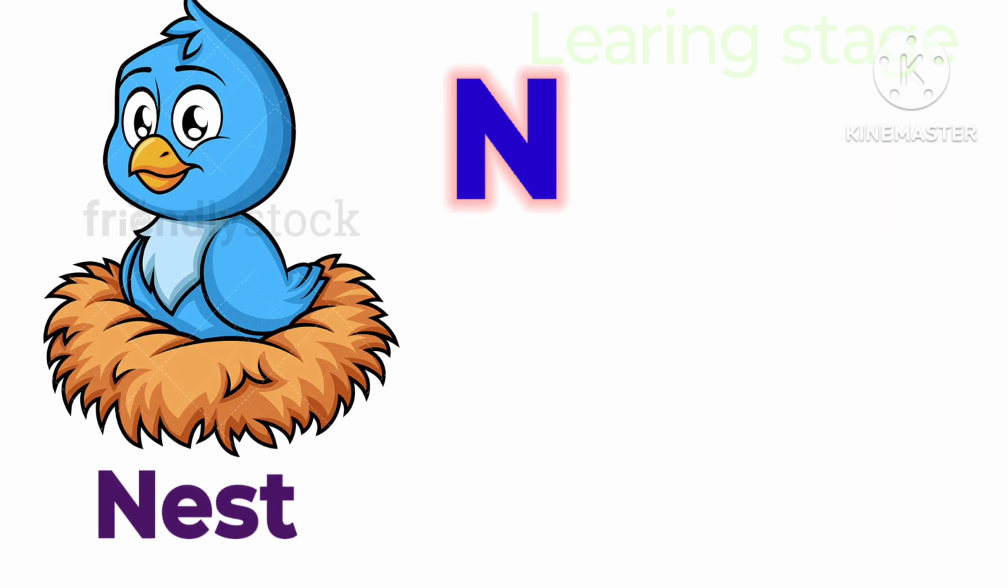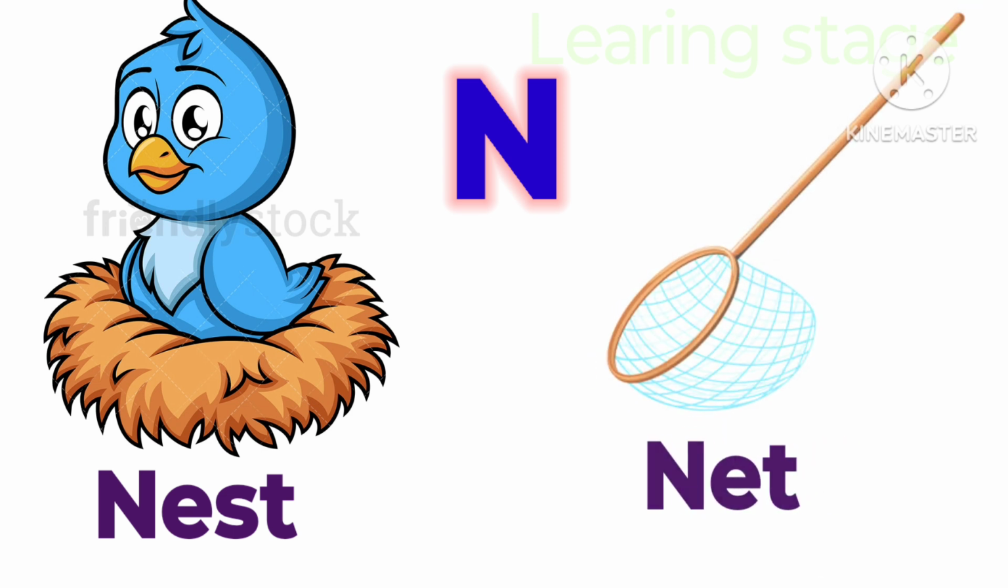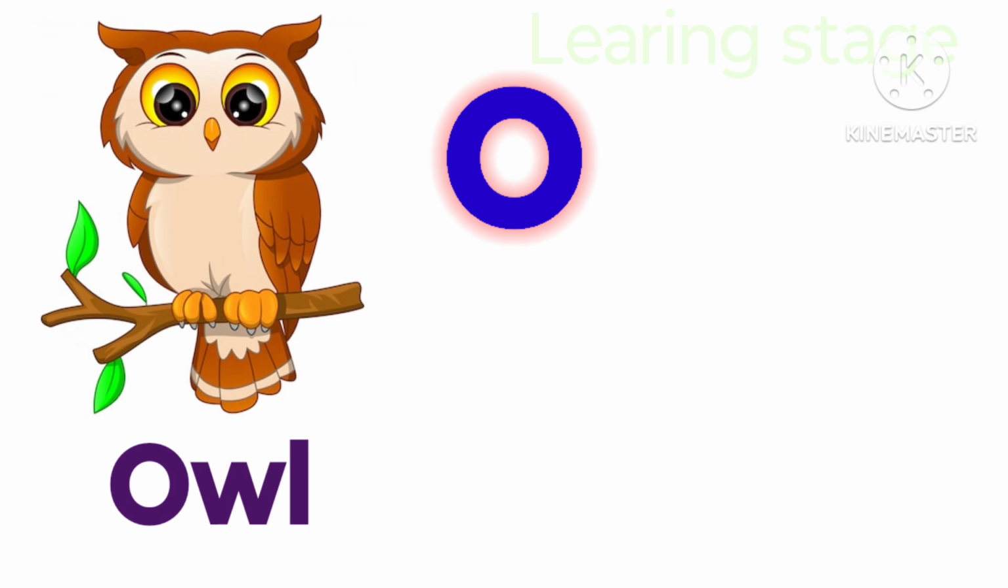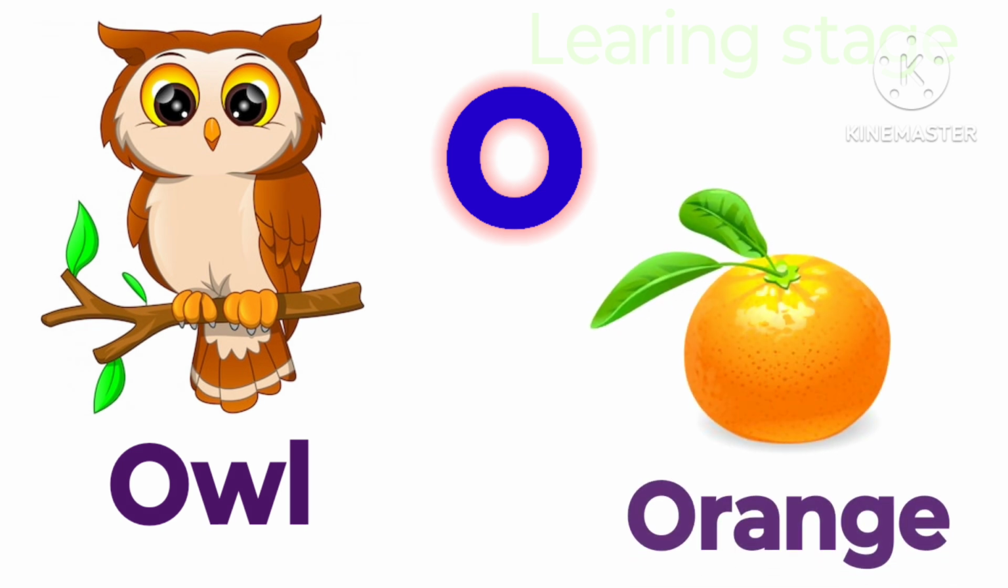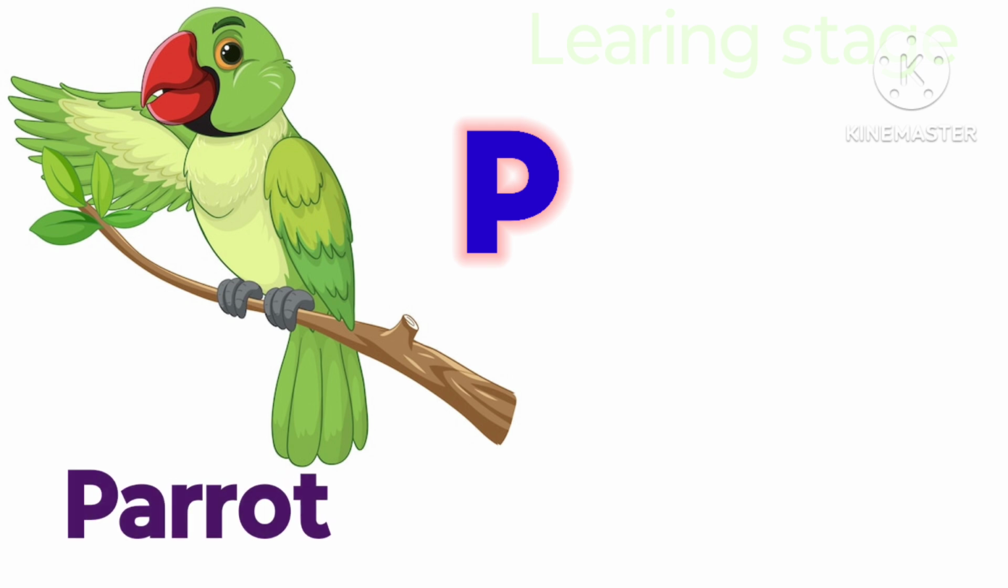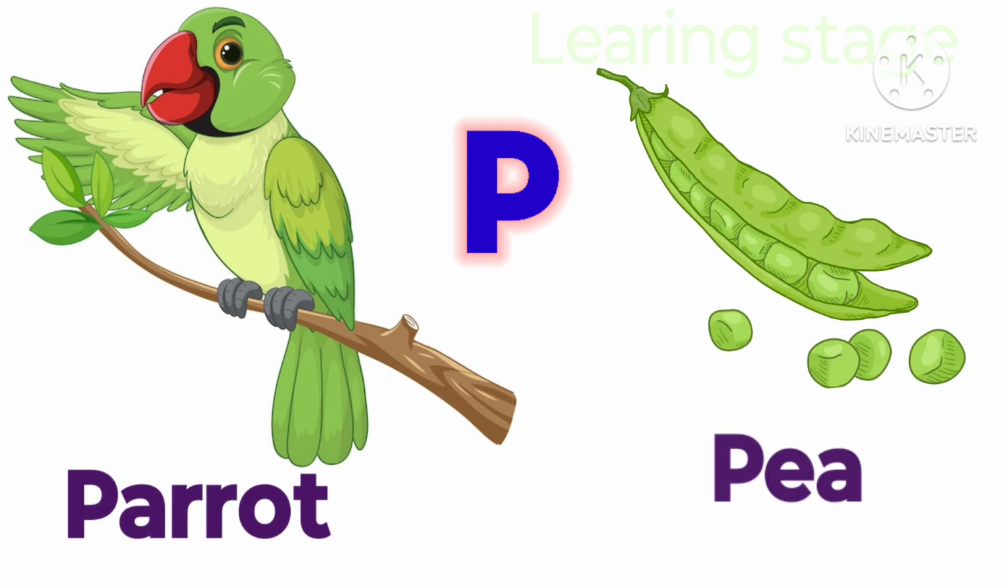N, N for nest, N for net. O, O for owl, O for orange. P, P for parrot, P for pea.